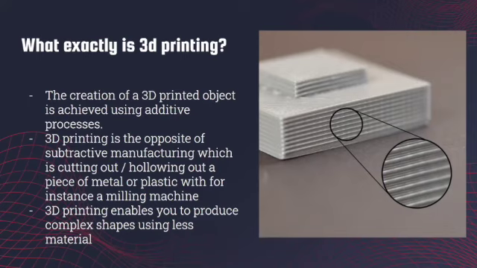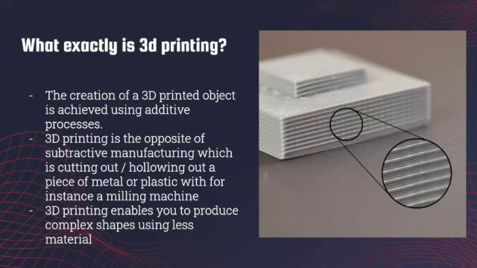And 3D printing is the opposite of subtractive manufacturing, which is like cutting out and hollowing pieces of metal or plastic. An example of this would be like sculpting a sculpture. Additive and subtractive manufacturing are very different. One is adding while one is subtracting.